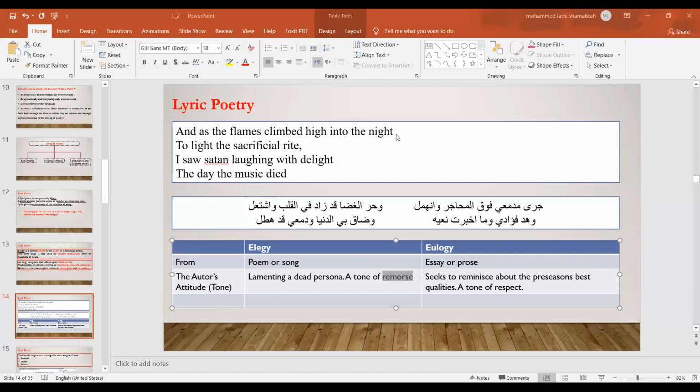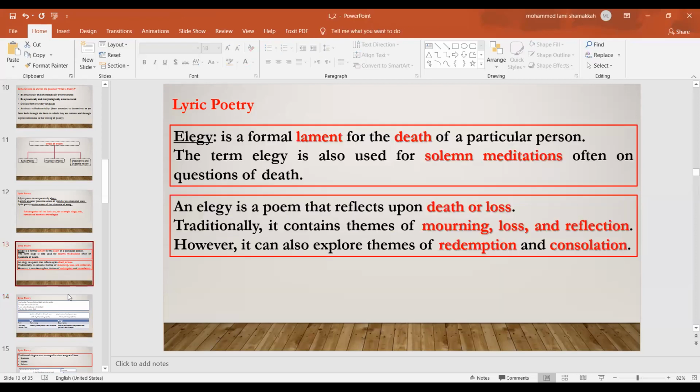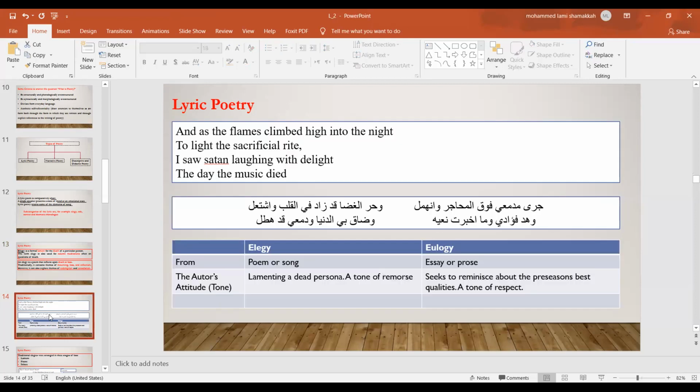Now let us look into some examples of elegy, in Arabic and in English. For example, the first part, which is parts of poems: And as the flames climbed high into the night, to the light the sacrificial rite, I saw Satan laughing with delight, the day the music died. Okay, this is the first example.